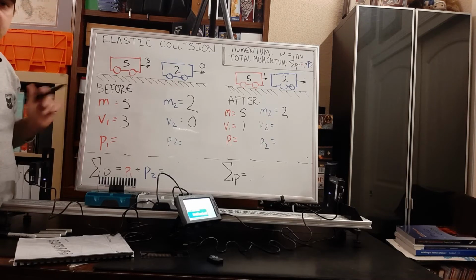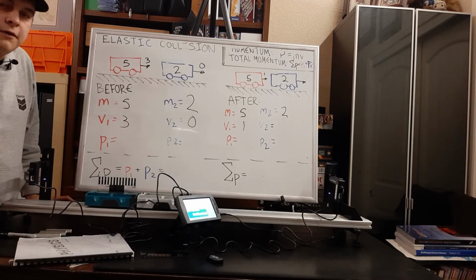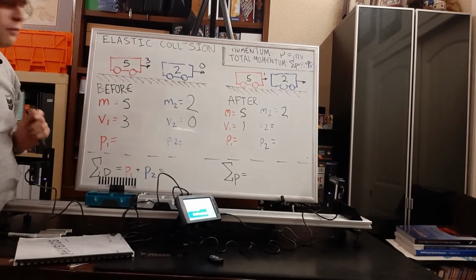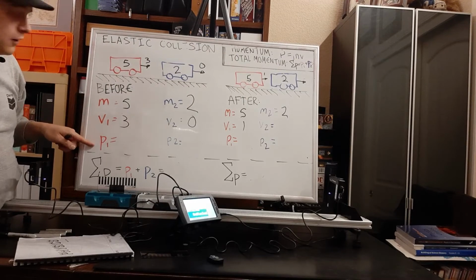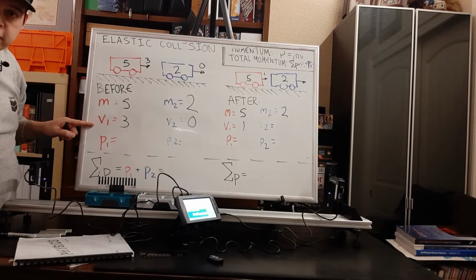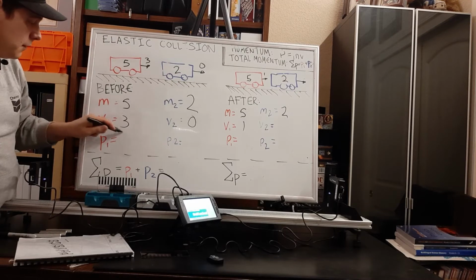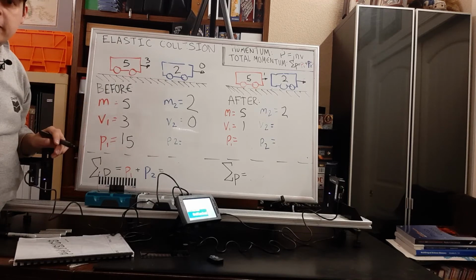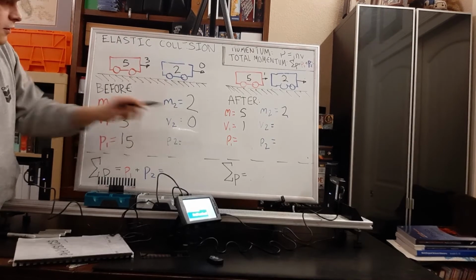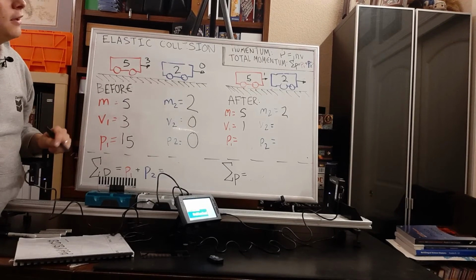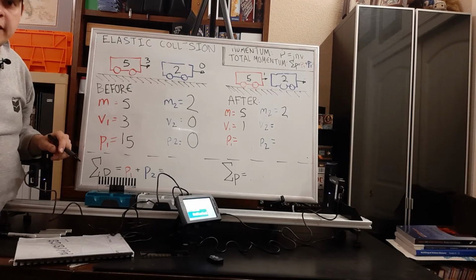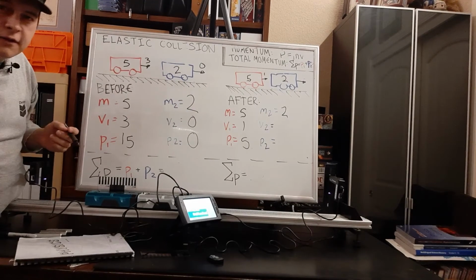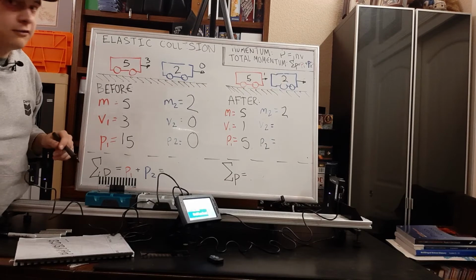So far we have some numbers in terms of the mass and velocity. The new concept for this week is going to be about momentum. And the way we would calculate how much is the momentum is by multiplying the mass times the velocity. So in this case, a mass of 5 times a velocity of 3 will be a momentum of 15. For the blue car, the initial momentum would be 2 times 0, which is 0. And then after the crash, the red car will have a momentum of 5 times 1, which is 5. And the momentum of the blue car after the crash, we don't know because we don't know the velocity.